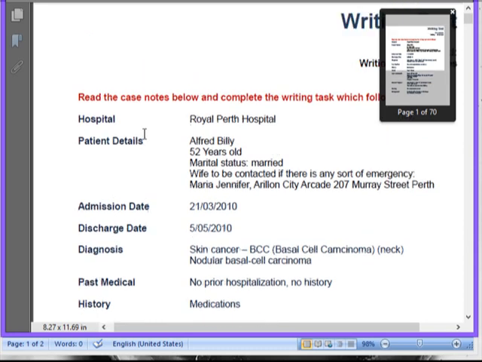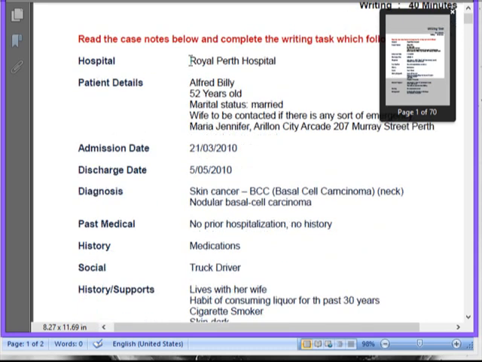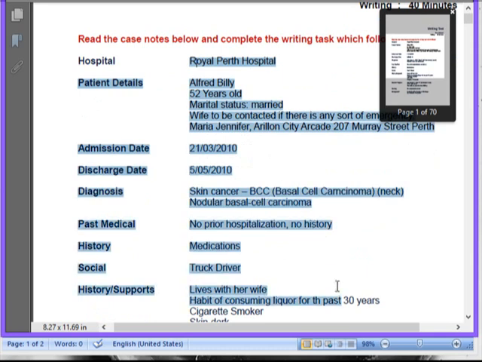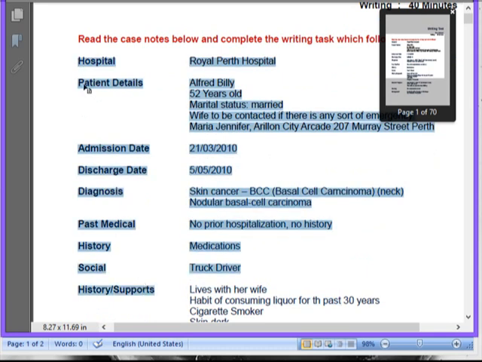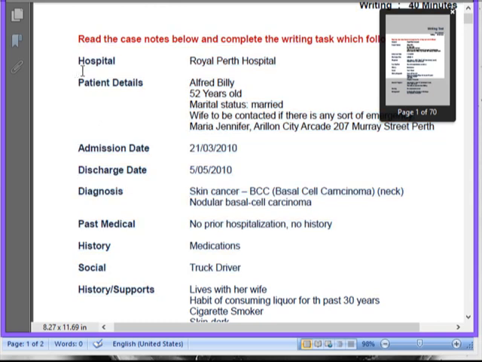This is an example of a case note where you will see all the information given on the left side has a category or a section or a topic. So hospital, Royal Perth Hospital, patient details, so and so. So this kind of information is segregated or divided into different sections, and that is why this is called as a section wise case note.